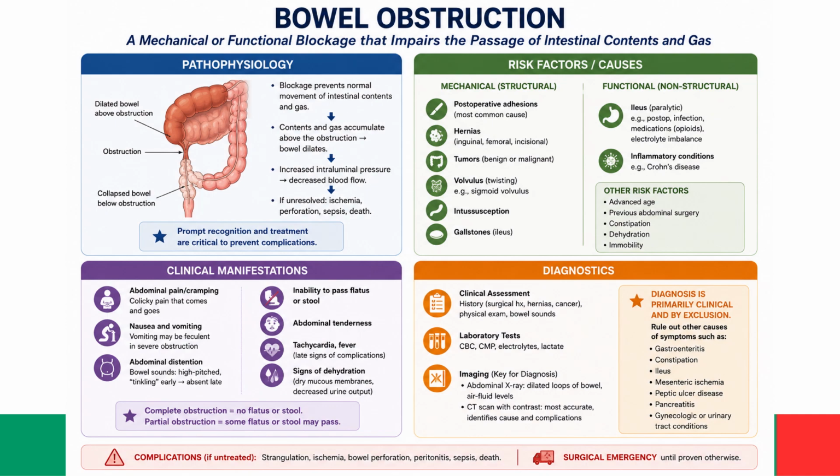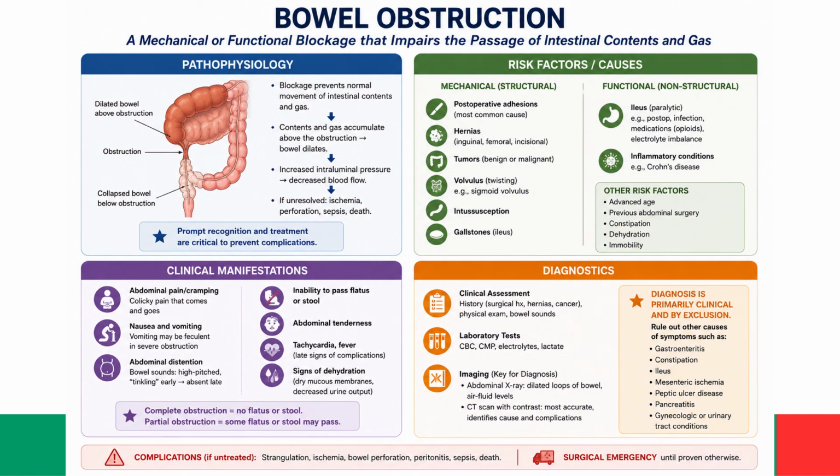One of the most common causes of small bowel obstruction is postoperative adhesions. So after abdominal surgery, bands of scar tissue can develop, and those adhesions can pull on or compress portions of the intestine and create an obstruction, even years after the original surgery. Other mechanical causes include hernias, tumors, volvulus, and intussusception.